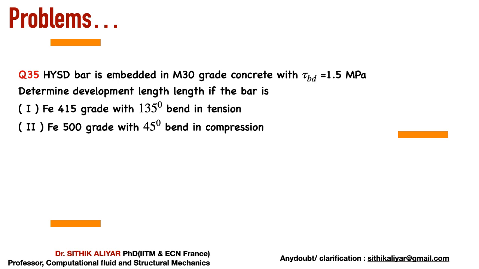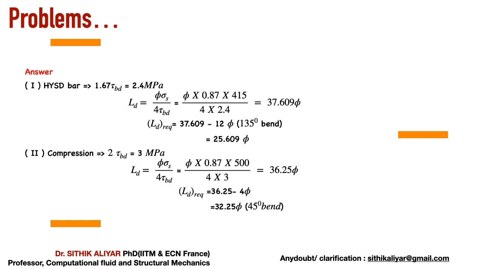So Fe500 is nothing but HOSD bars again, in compression. So I have to multiply tau BD by 2, and 2 tau BD is nothing but 3 MPa. So I will get LD equal to 5 into 0.87 into 500 divided by 4 into 2 tau BD, which is 3 MPa. So I will get 36 times the diameter of the bar, and since it is a 45-degree bend, I have to subtract only 4 times the diameter of the bar from that. So 36 minus 4 times the diameter of the bar is 32 times the diameter of the bar.